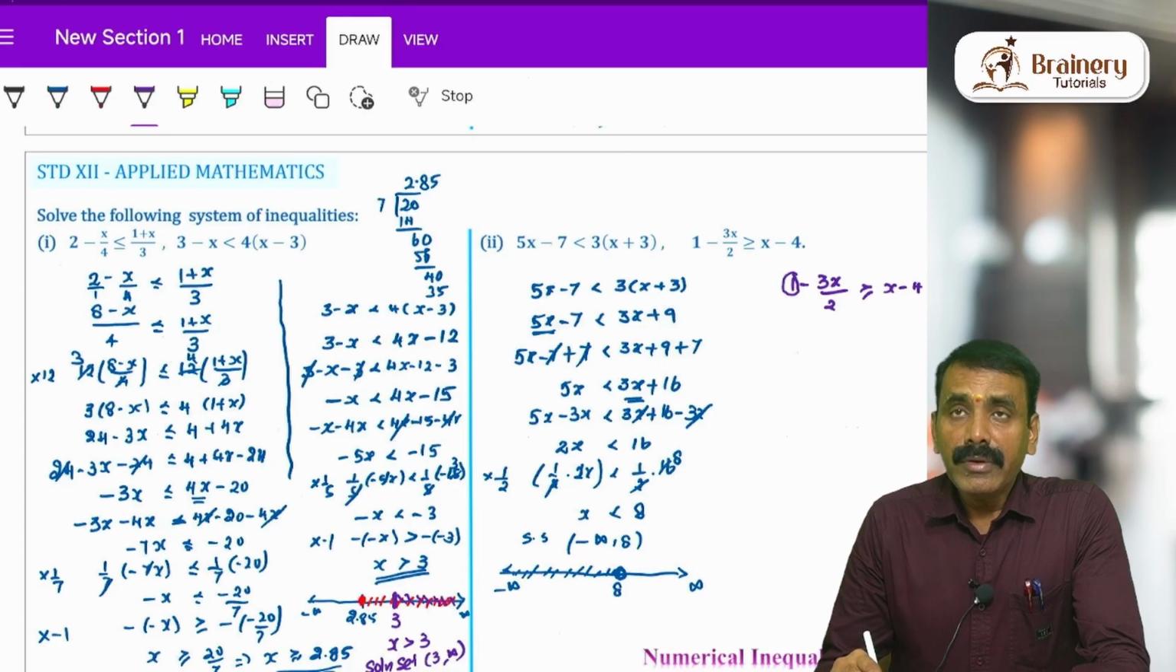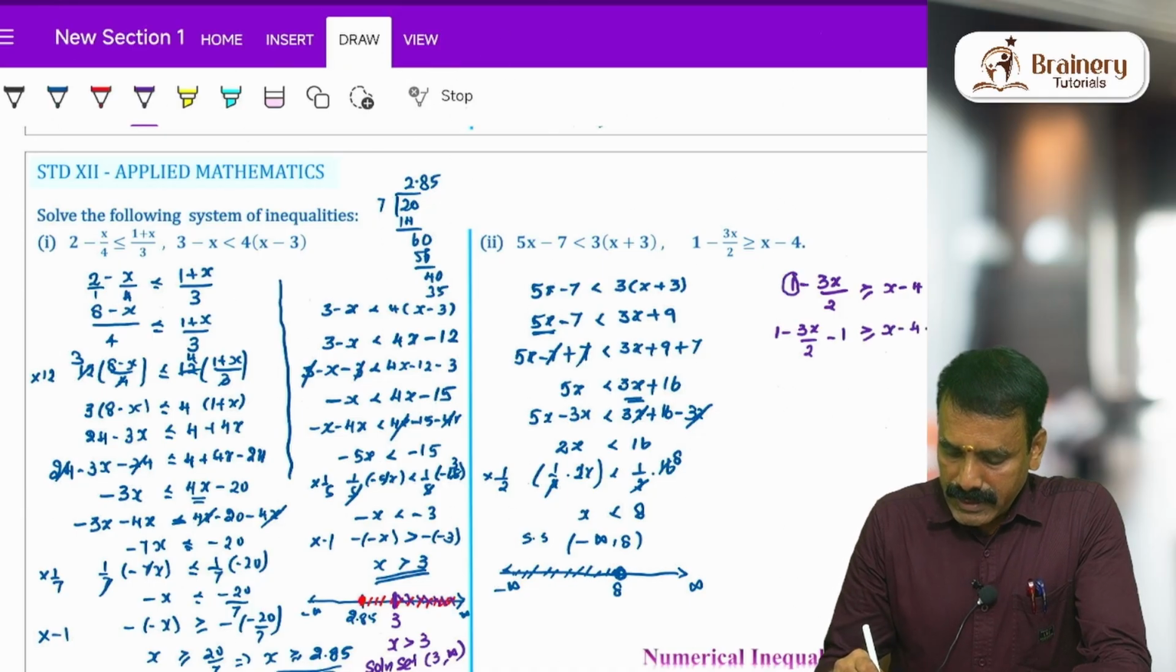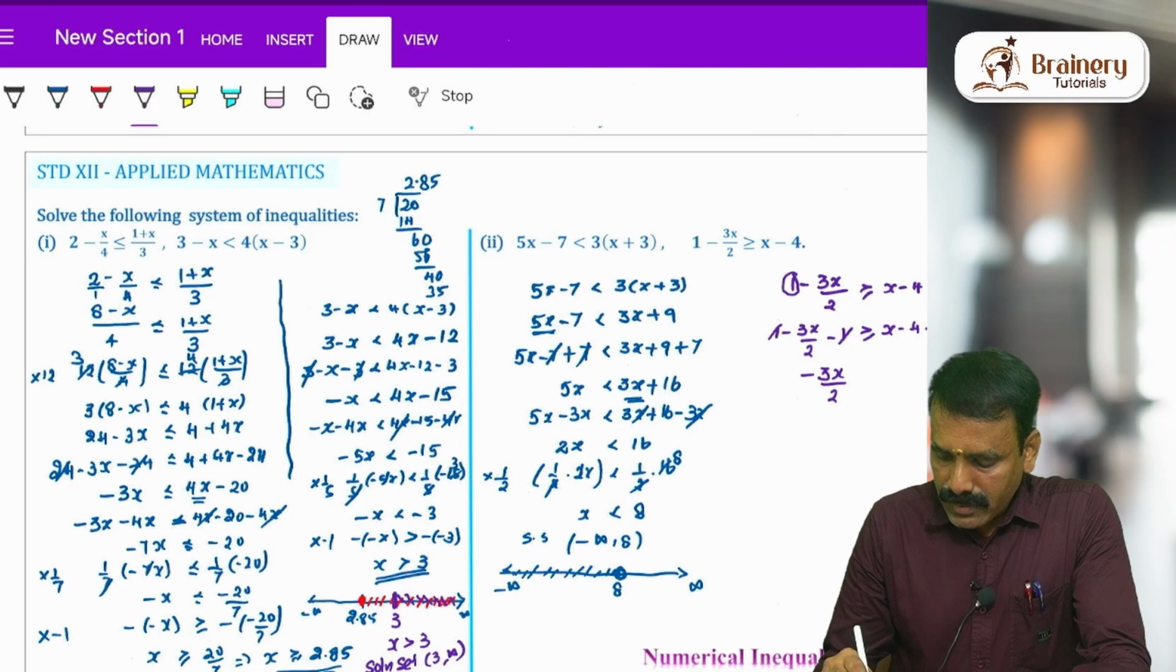So we try to eliminate that 1 which is on the left hand side. So we take the additive inverse of 1, that is nothing but minus 1. So 1 minus 3x by 2 minus 1 greater than or equal to x minus 4 minus 1. So on the left hand side plus 1 minus 1 cancel, we get minus 3x by 2, which is greater than or equal to x minus 5.